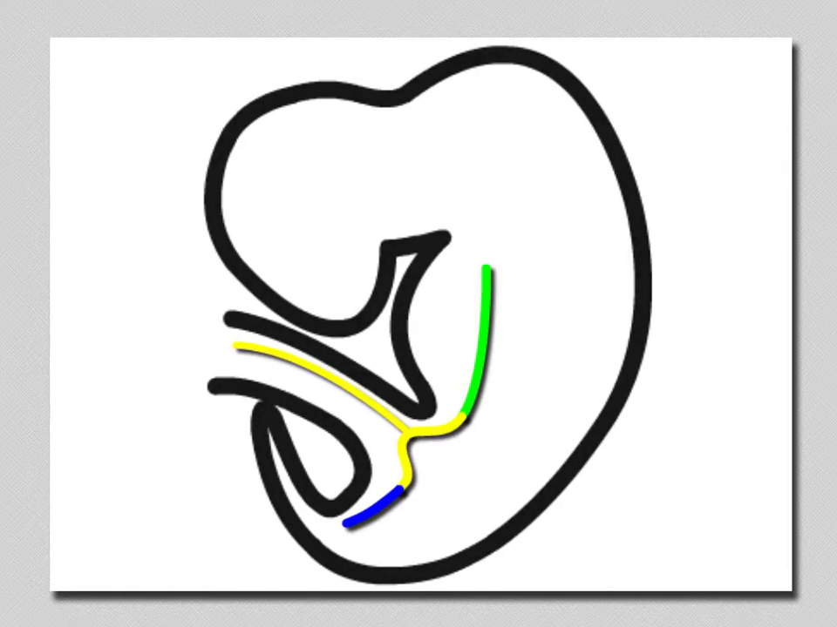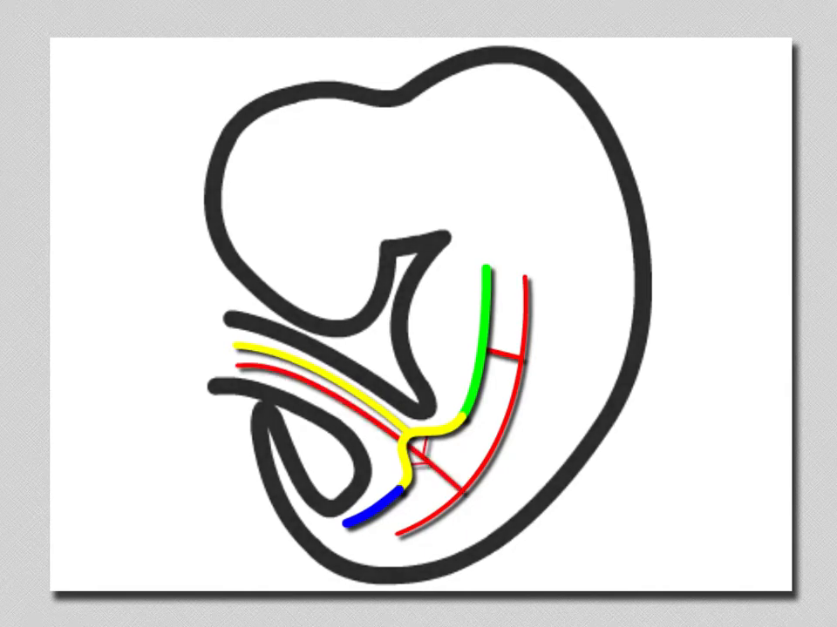Each section of the GI tract receives its arterial supply from bifurcating branches of the aorta. These branches include the celiac trunk, which supplies the foregut, the superior mesenteric artery, which supplies the midgut, and the inferior mesenteric artery, which supplies the hindgut.